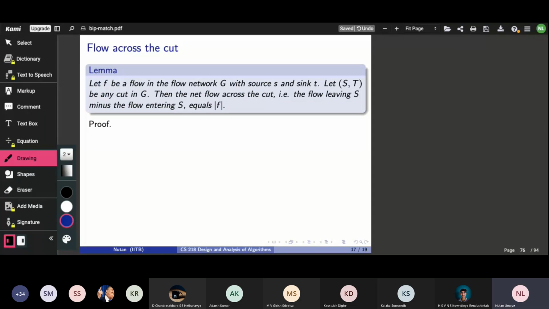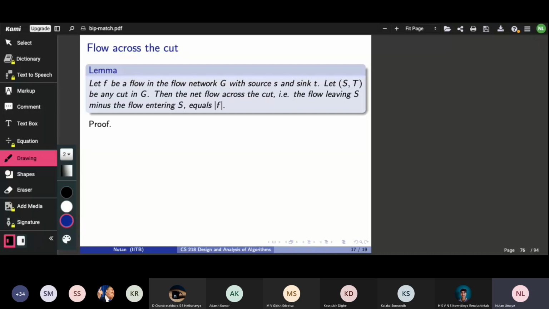So now, using a very similar idea, we'll try to show the following statement. Let F be a flow in the flow network G with source S and sink T. Let S and T be any cut in G. Okay? Any cut, again, like in the previous case. Then the net flow across the cut, that is the flow leaving S minus the flow entering S, equals the total flow in the network. Okay, this is the statement I would like to show.